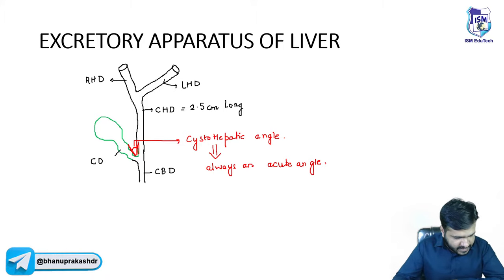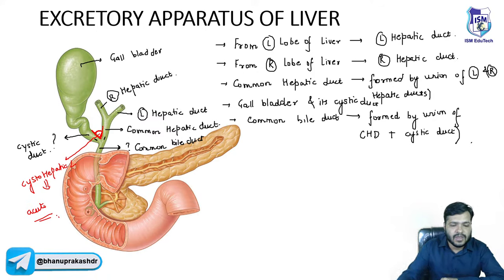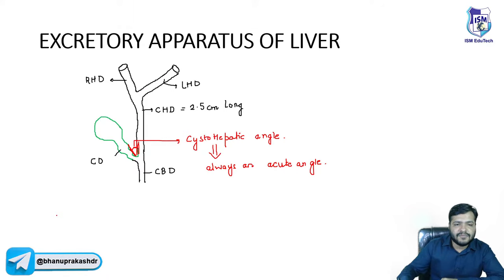If you look at this particular picture, you can easily identify the cystohepatic angle over here. This is the angle between the common hepatic duct and the cystic duct, and from the name, it is called the cystohepatic angle. And remember, it is an acute angle.